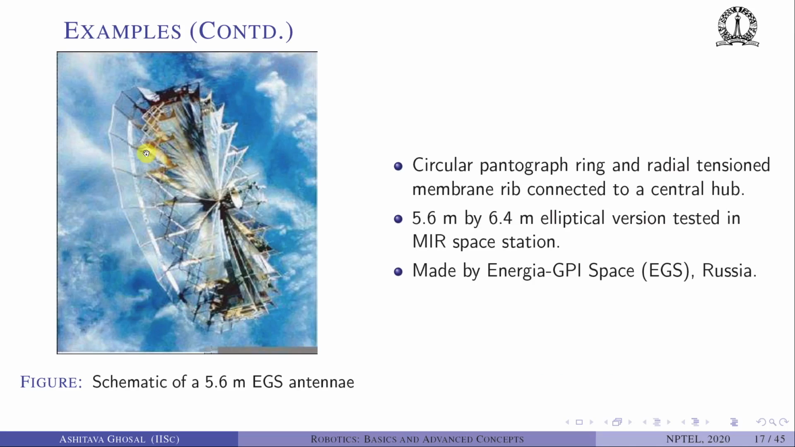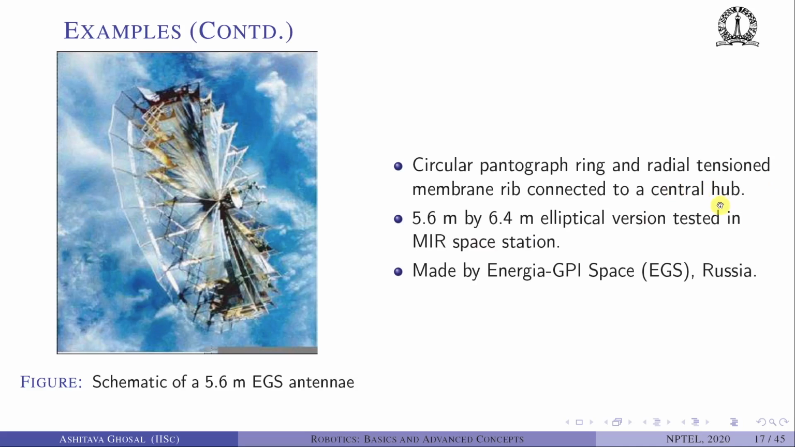This is another one which is a well-known example. This is a 5.6 meter antenna. As you can see, you cannot carry a 5.6 meter antenna on top of a spacecraft or on top of a rocket, so it must be kept in a nice folded arrangement. It goes up in space and then it is deployed. This consists of a circular pantograph ring and radial tension membrane ribs connected to a central hub.